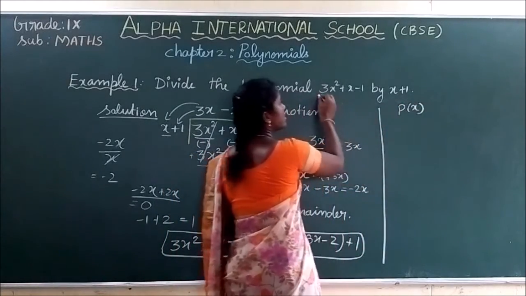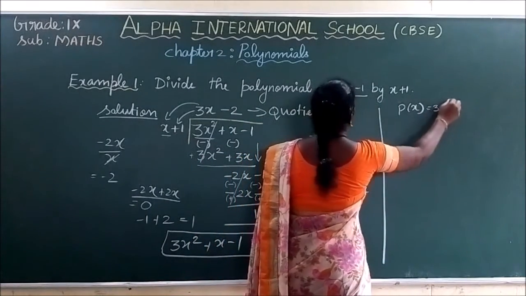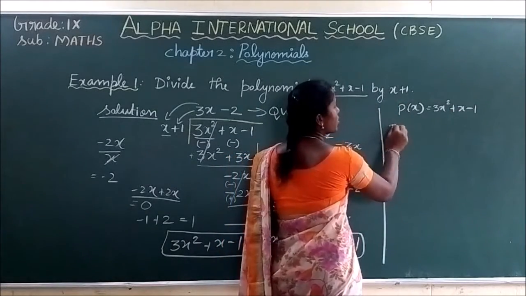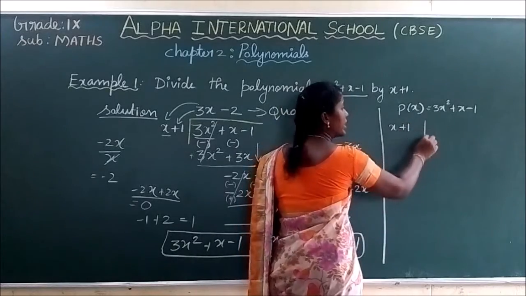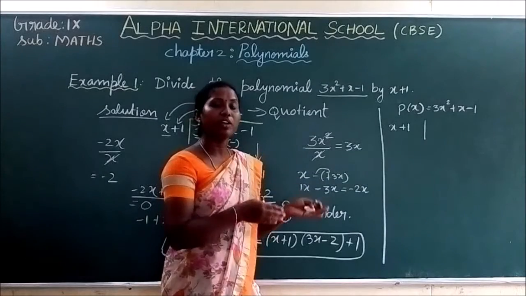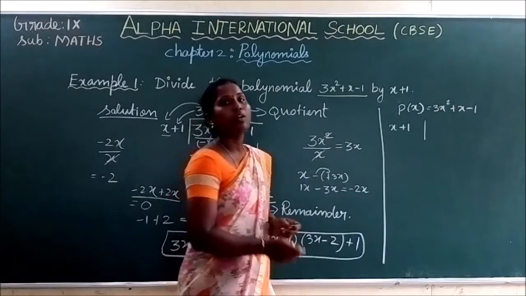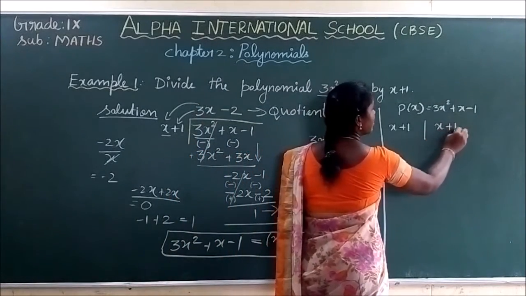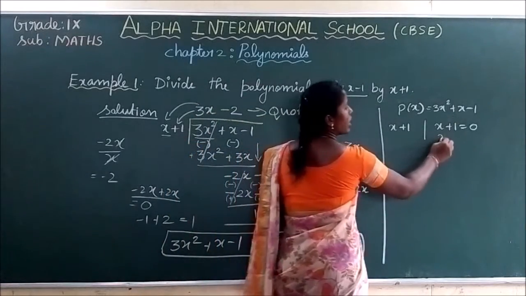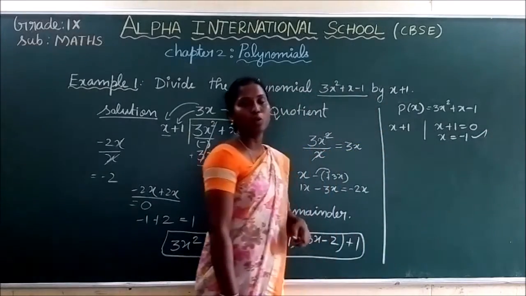P of x. Consider the dividend as P of x. So P of x is equal to 3x square plus x minus 1. Yes. What is the divisor, the linear polynomial? X plus 1. You have to find the zero of this linear polynomial. How to find the zero of the linear polynomial? We can equate the linear polynomial to 0, and the value of x is equal to minus 1. So this is called the zero of the given polynomial.